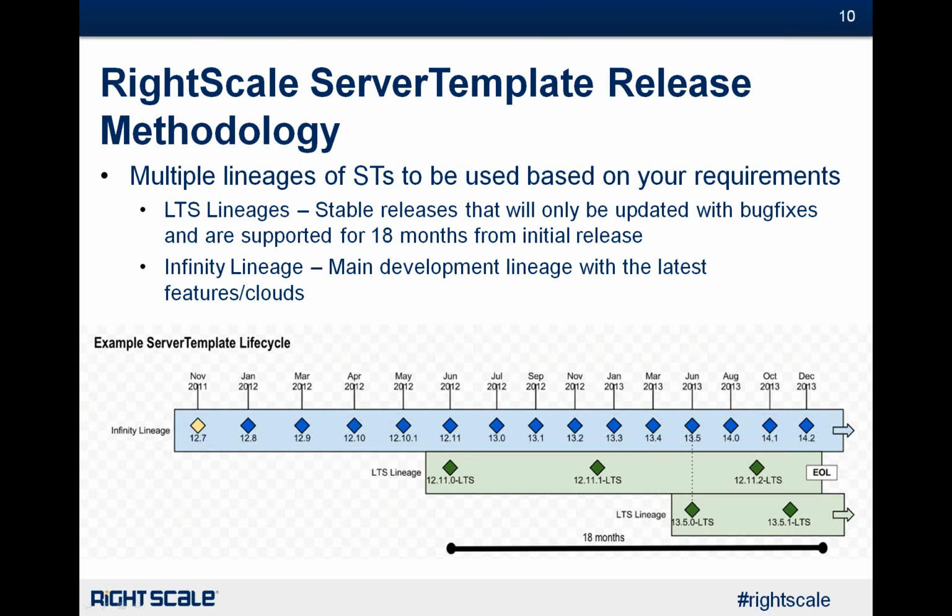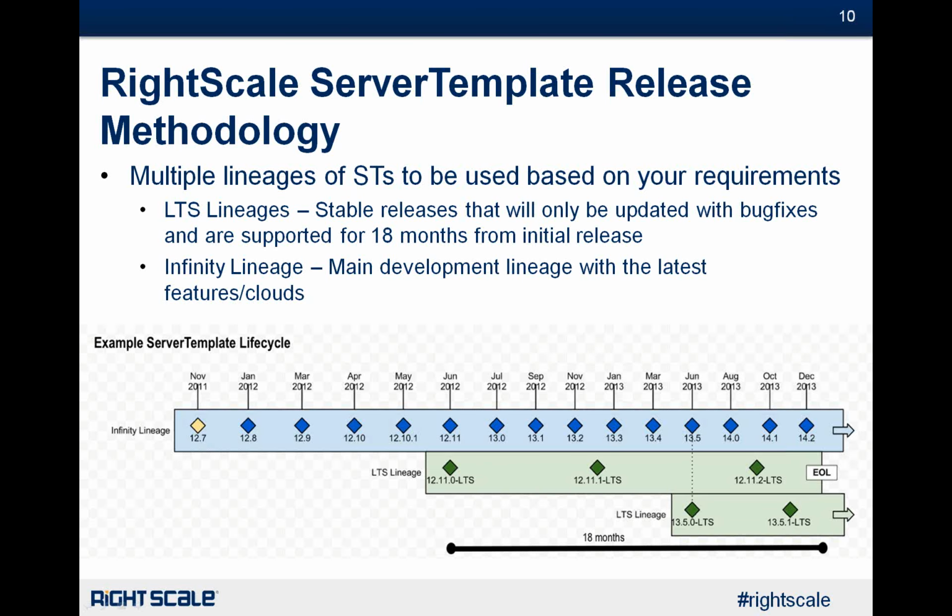So last slide for me, and then I'm going to turn it over to Carrie, but we did want to cover some new stuff we have going in our release methodology. In order to support stable architectures and provide the latest features, clouds to customers, we've developed an approach of multiple lineages on our server template products. Our main development branch is called the Infinity lineage, and this always contains our latest changes to cookbooks, clouds, and server templates. And you can kind of see that on the blue line there.